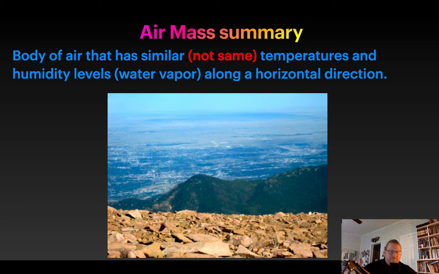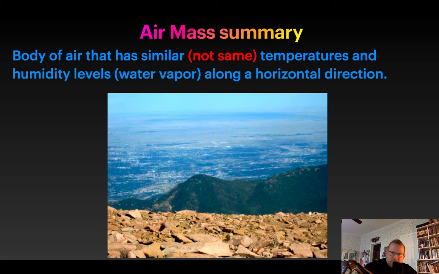Now, this is a picture out west. The person that took this is standing on Pikes Peak. It's 12,000 feet above sea level, and they're looking out across this little city you see. You can barely make out the city at the bottom there. That's Colorado Springs. And if you continue to look out, that's the plains. So this is a spot where the plains, the flatland, and the mountains meet. So when we are talking about a body of air that has similar temperatures and humidity levels along a horizontal direction, we're talking about that flat plain out there.